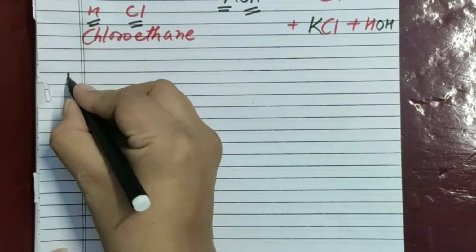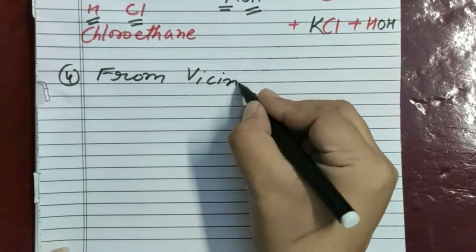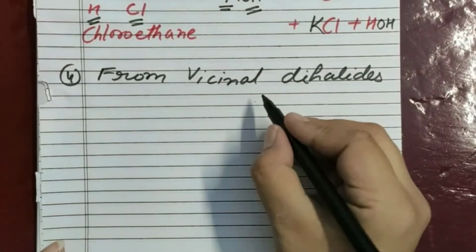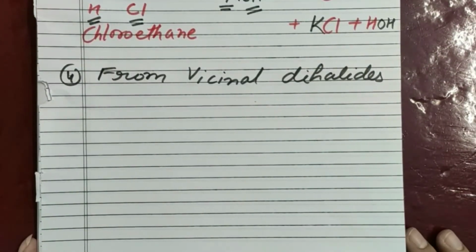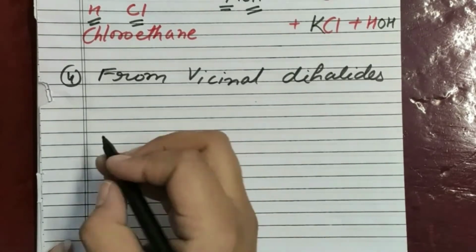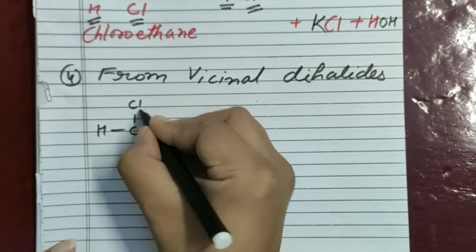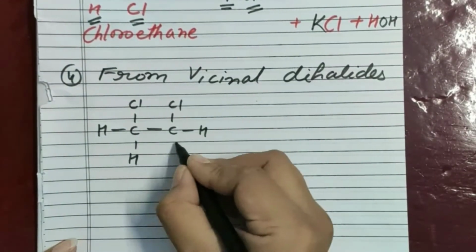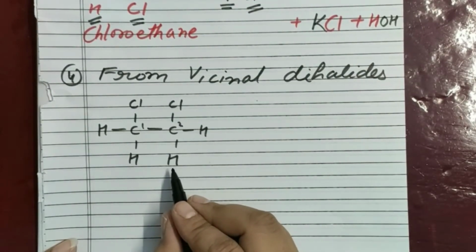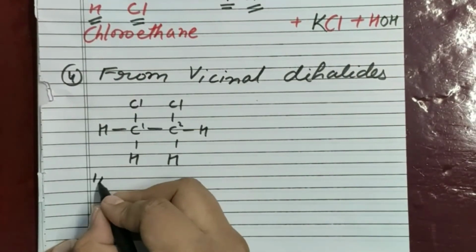Now the fourth method is from vicinal dihalides. Vicinal dihalides are what? These are the compounds in which to the neighboring, adjacent carbon atoms, two halogen atoms are attached, like 1,2-dichloroethane. This is a vicinal dihalide, as to the adjacent carbon atoms there is attachment of halogens. This is 1,2-dichloroethane.